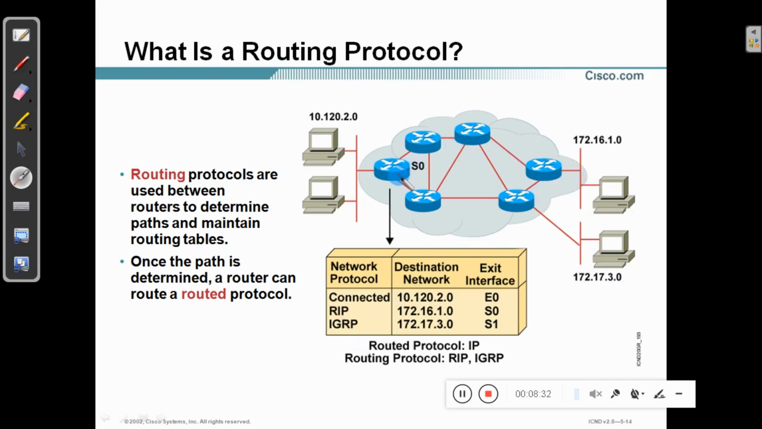By means of RIP, it came to know there is a network by number 172.16.1.0, and to reach that network the exit interface is S0. Similarly, by using other protocols, it came to know that there is a network 172.17.3.0. To reach that network, it has to go through S1. So this is about routing protocols.